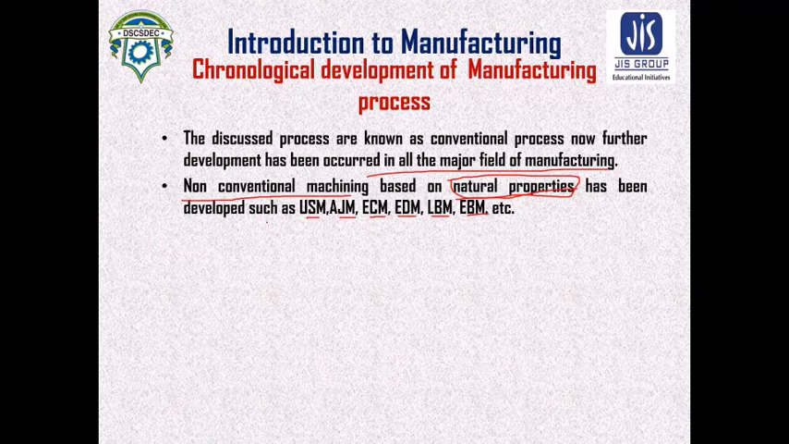Some important ones are ultrasonic machining, where ultrasonic vibration is used for material removal. In abrasive jet machining, high speed blasting of abrasive particles on the material is used to remove the material. In electrochemical machining, electrolysis is used. In laser beam machining, a high power density laser beam is used. And in electron beam machining, a high speed electron beam is used to remove the material.